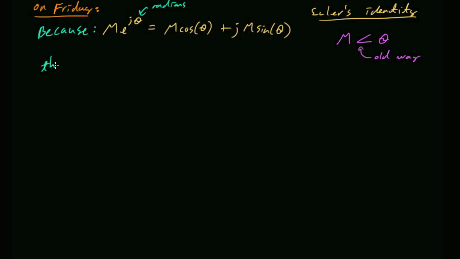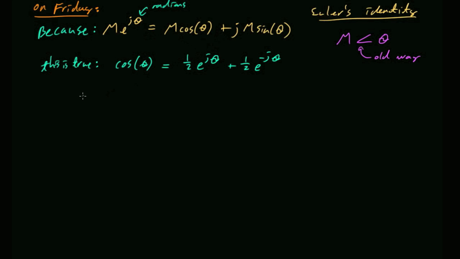Cosine of theta equaled, we said, a half e to the j theta plus a half e to the minus j theta. So because of that, then this. And we got this just by taking this and adding e to the minus j theta to it, and then the signs canceled out, and we were left with this.